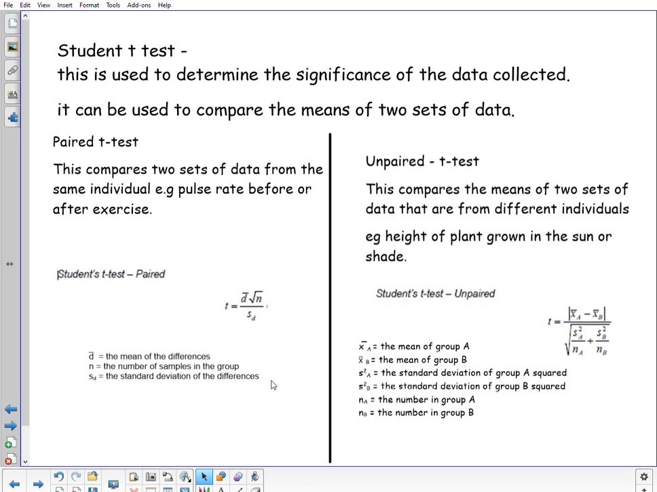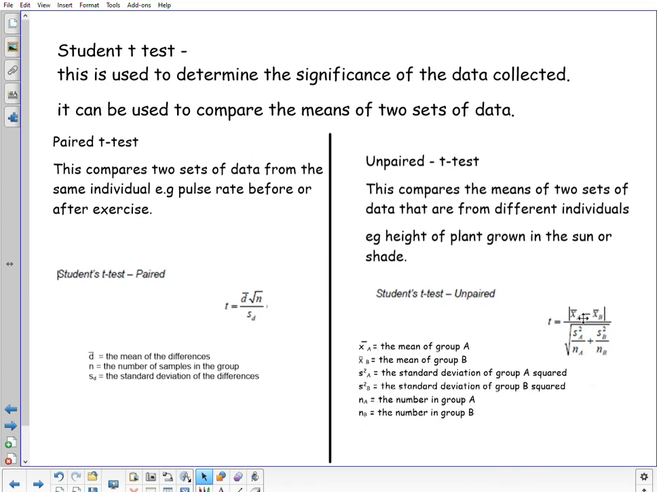For our unpaired student t-test, we have two sets of data, but they are not from the same individuals. So it might be that we're looking at heights of plants grown in the sun or in the shade. We might be looking at length of leaves on plants grown on loam soil or clay soil. Okay, slightly more complicated equation.